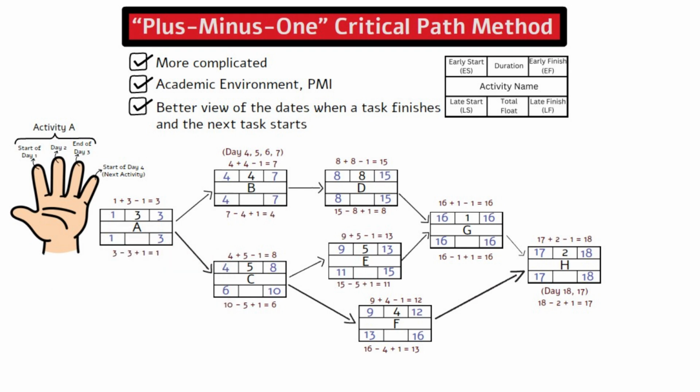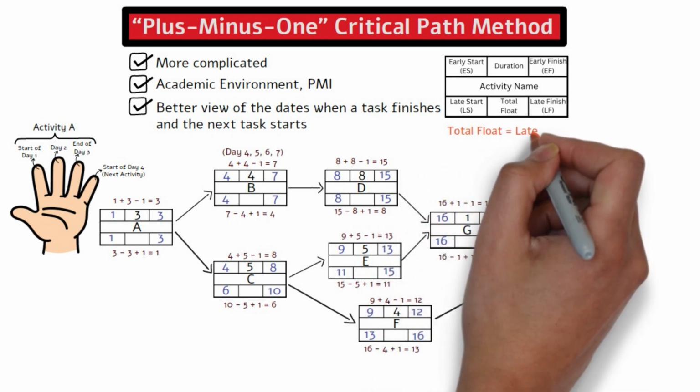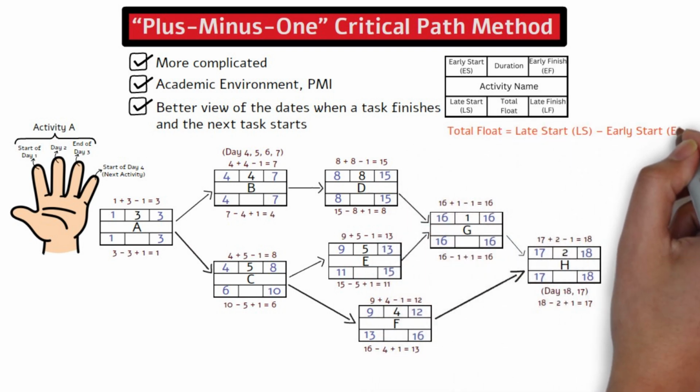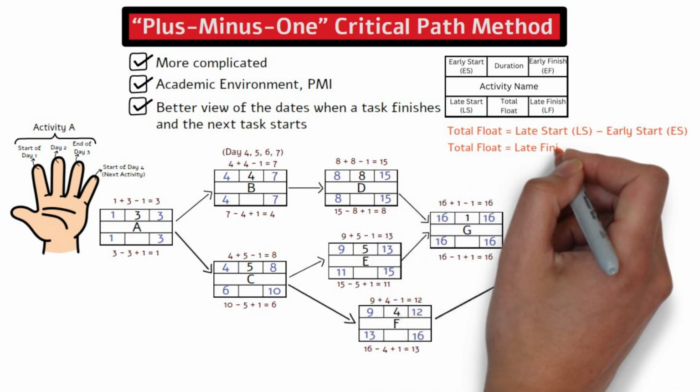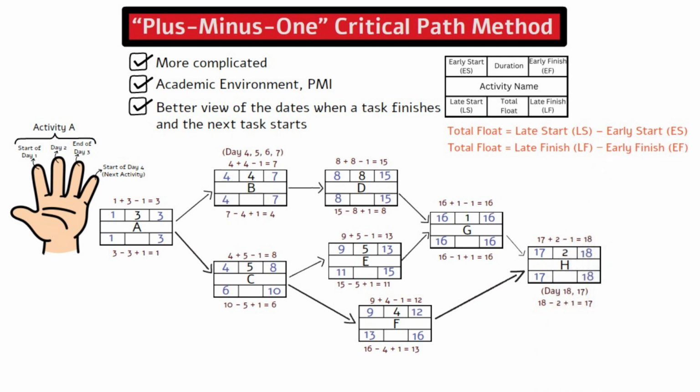Now that we have completed the backward path, we can fill in the total float for each of the activities. If you remember, there are 2 ways to calculate the total float. You can get total float by either doing late start minus early start or late finish minus early finish. You should get the same result. If not, this means you didn't put in the dates correctly somewhere, and it is a good sanity check.